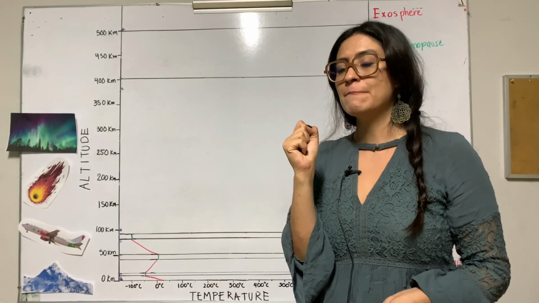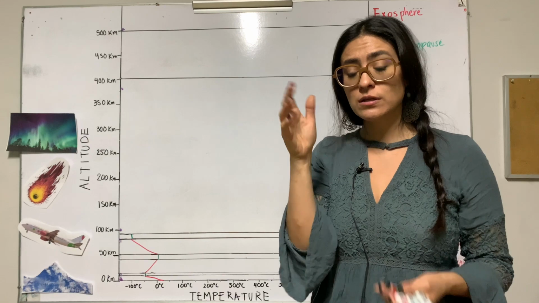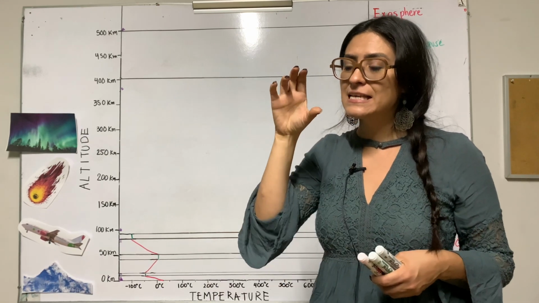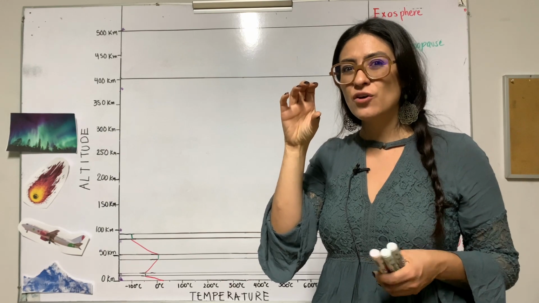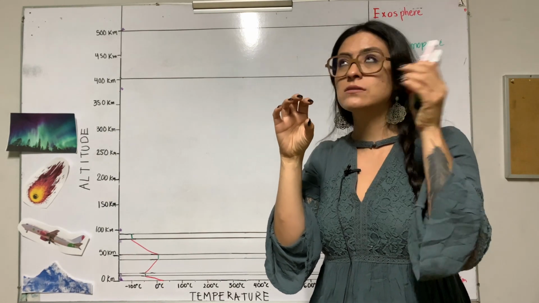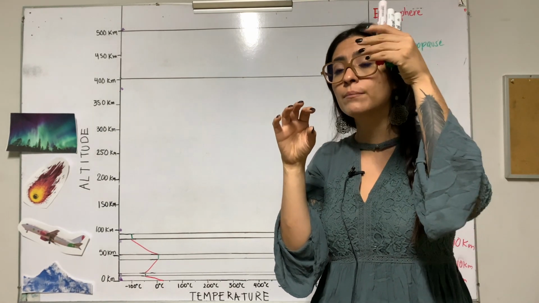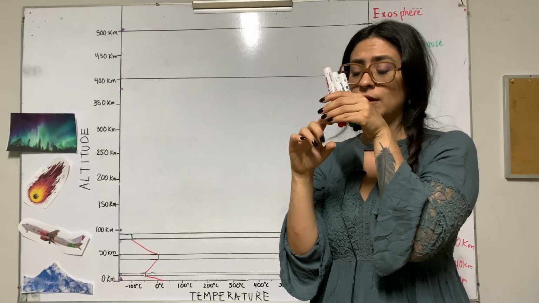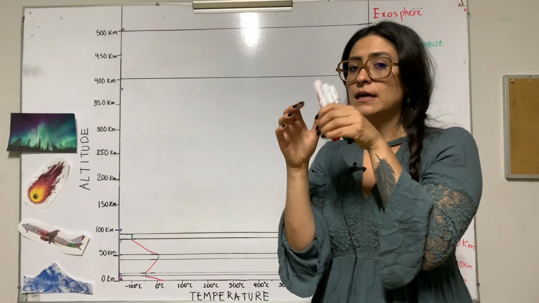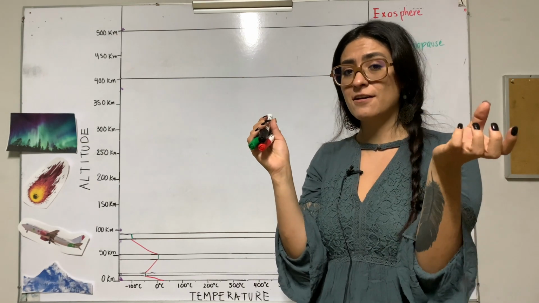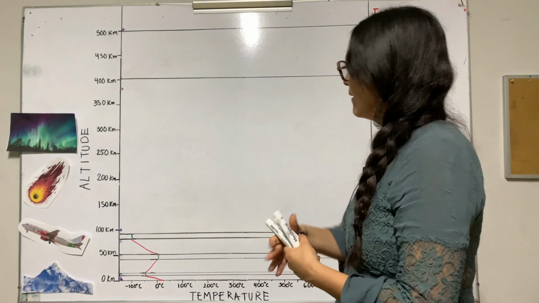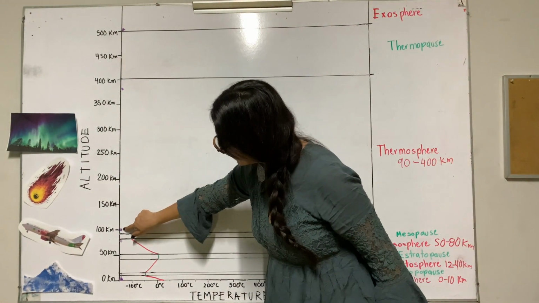So it depends. In the poles, you can see the aurora borealis, because in that area the layer is thinner. So the sun wind can enter the layer in the atmosphere and react. In other places of the world, it's a thicker layer, so it cannot enter. So aurora borealis right here.